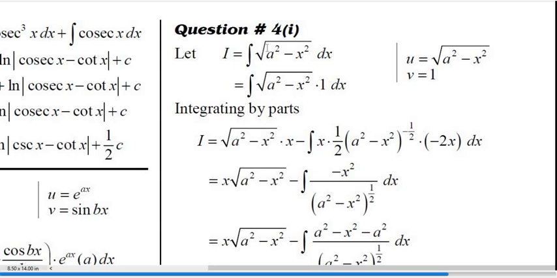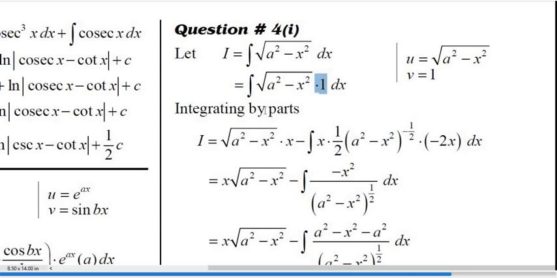Here we have just one function and its integral is not possible directly, because the derivative of a square is 0, but the derivative of minus x square is minus 2x. Here minus 2x is not available. That's why we take another function which is 1. Now we have two functions.